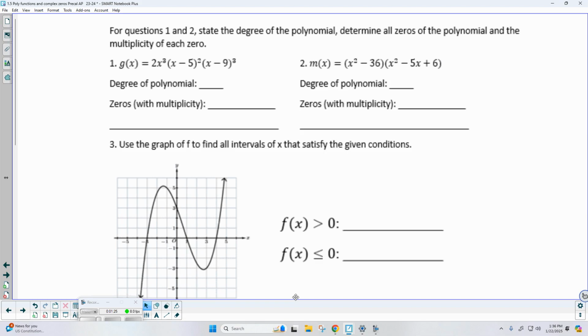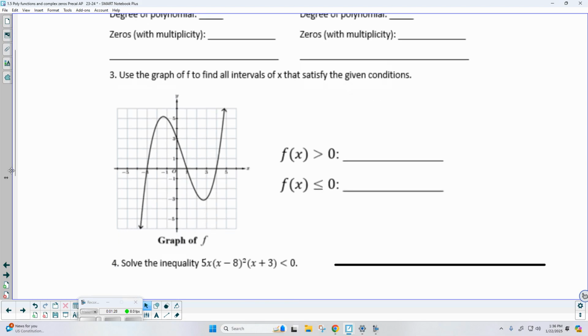Number 3. Okay, so number 3, we see the polynomial. So what we're wanting to do is figure out where the function f is greater than 0 and where it's less than or equal to 0. Now remember, when we're talking about 0, that's the x-axis. So if we're saying greater than, we want to know where it's above the x-axis, less than, we want to know where it's below. So if I want to know where it's greater than, I'm just looking for any part of the function that's above 0, the x-axis.